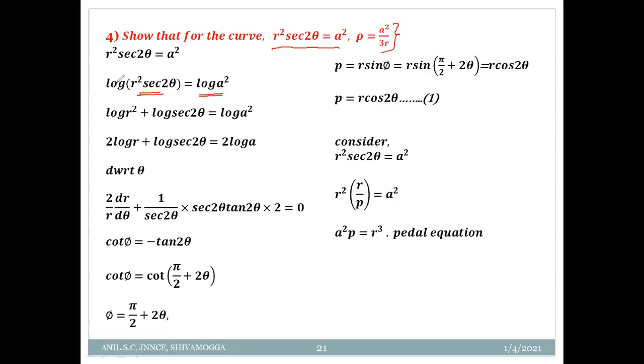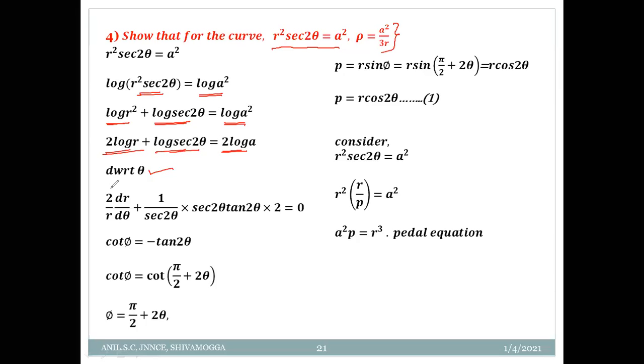Now log m into n can be written as log m plus log n. Log r square plus log secant 2 theta is equal to log a square. And log r square can also be written as 2 log r plus log secant 2 theta is equal to log a square, which can be written as 2 log a, because log m power n is n log m. Now differentiate both sides with respect to theta.